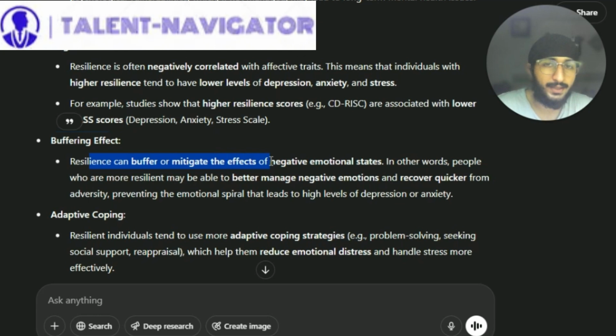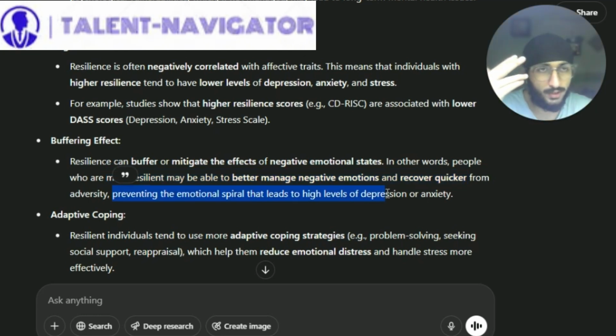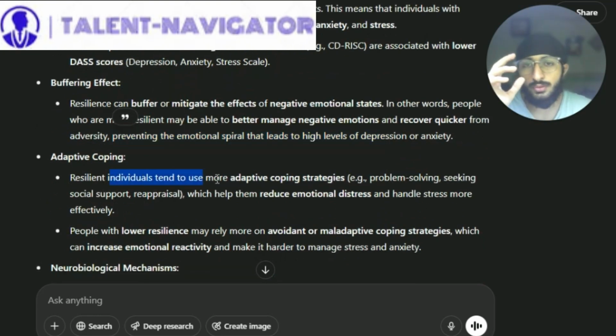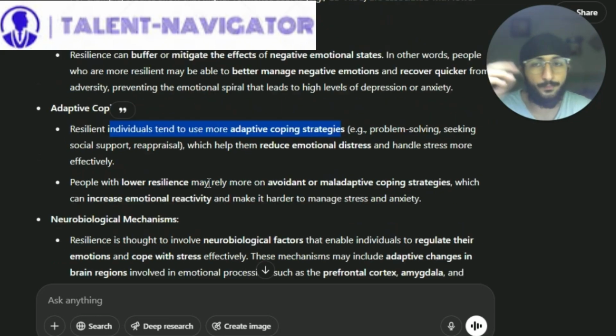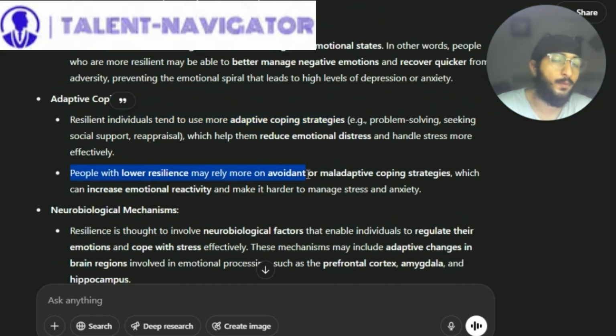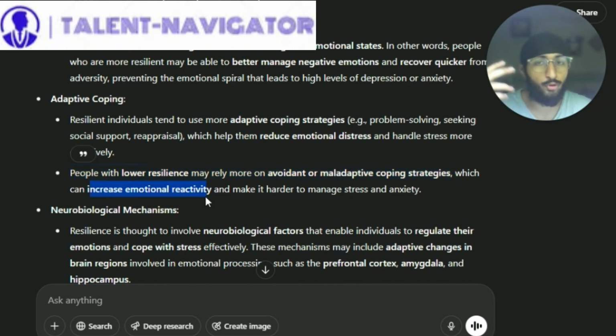Now, the buffering effect. Resilience can buffer or mitigate the effects of negative emotional states. In other words, people who are more resilient may be able to better manage negative emotions and recover quicker from adversity, preventing the emotional spiral that leads to high levels of depression or anxiety. Adaptive coping: resilient individuals tend to use more adaptive coping strategies like problem solving, seeking social support, and reappraisal, which helps them reduce their emotional distress and handle stress more effectively. People with low resilience may rely more on avoidant or maladaptive coping strategies, like cutting themselves off, which can increase emotional reactivity and make it harder for them to manage their stress and anxiety levels.